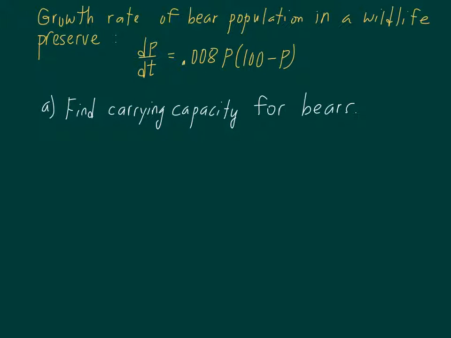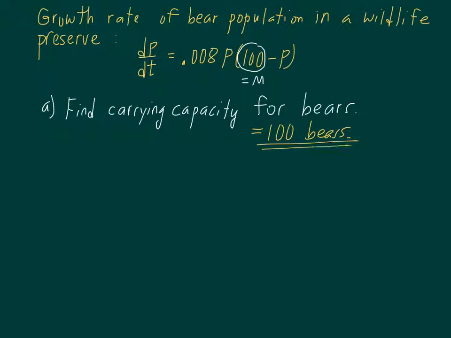All right, so suppose we're looking at an example here where we're told the growth rate of a bear population in a certain wildlife preserve is modeled by this differential equation that we see. And notice how it fits the mold of what we just saw before. It has that additional factor of 100 minus p on the end. We are first asked to find the carrying capacity for bears. Well, this is really easy. You simply need to know that this portion of the formula is equal to the carrying capacity, which we call M. So this would simply be 100 bears.